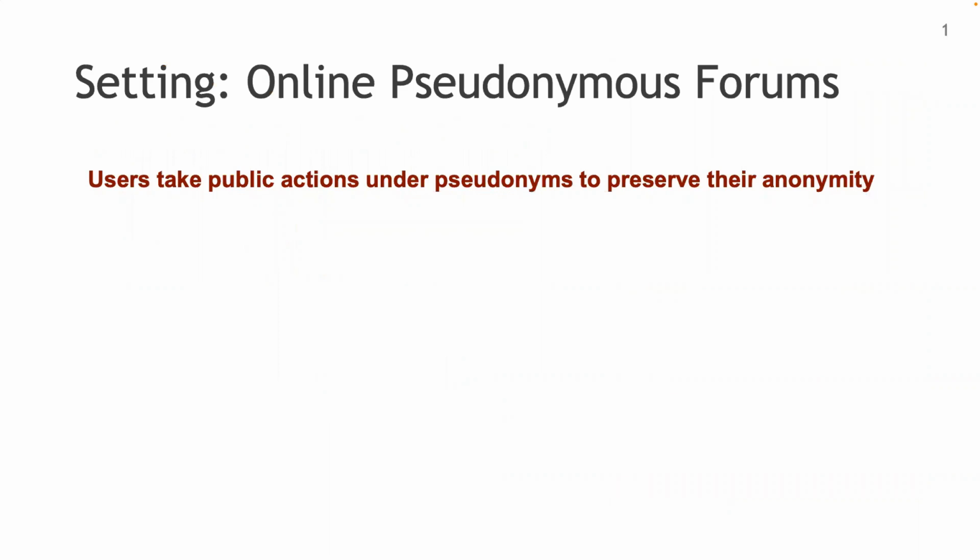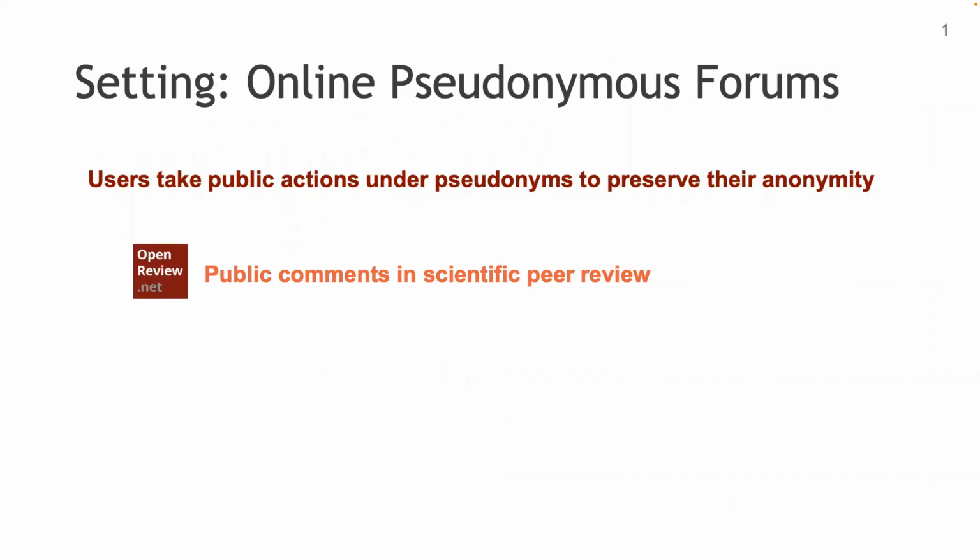These are websites where users take actions under pseudonyms to preserve their anonymity. So one example is open peer review on things like openreview.net, which I'm sure many of you are super familiar with, where reviewers make publicly visible comments on papers. And it's really important that we preserve reviewer anonymity because we don't want authors of papers to know, like, hey, this person gave a really negative comment on my paper, and now I will have some form of retribution in the future.